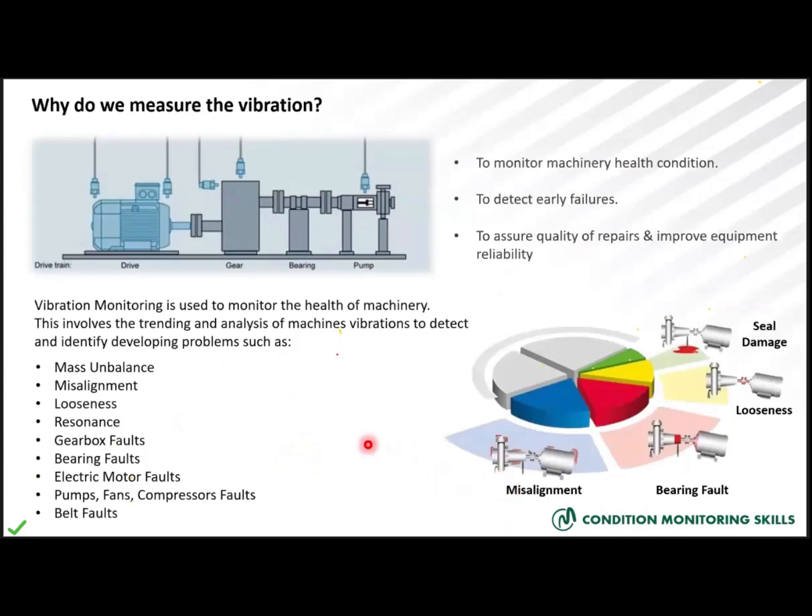The third question is, why do we measure the vibration on machinery? Mainly to do three things. First is to monitor the machinery health condition and detect early failures or failure modes, and to assure the quality of any repair and to improve the equipment reliability. Those are the main goals of measuring vibration on equipment.